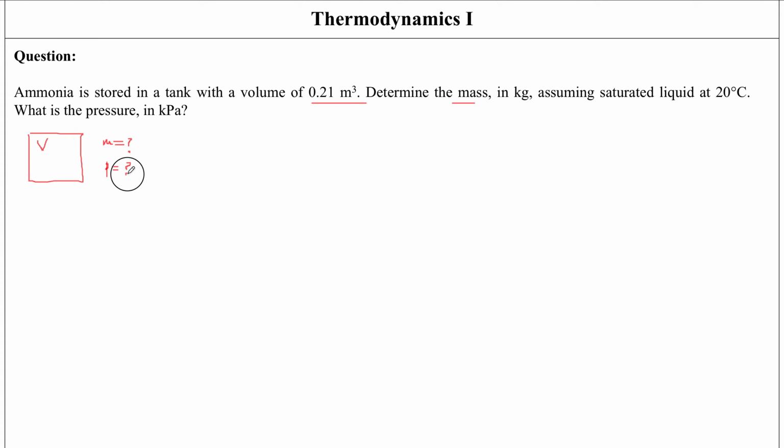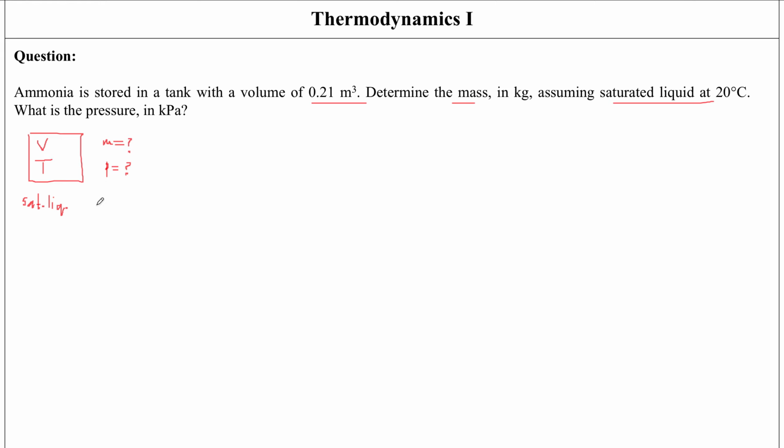Okay. What else is given to you? You are assuming that the ammonia is a saturated liquid at a temperature of 20 degrees Celsius. So it's a saturated liquid. Remember that. That's an important condition, so we're going to write that down here as well, that it's in the form of a saturated liquid.